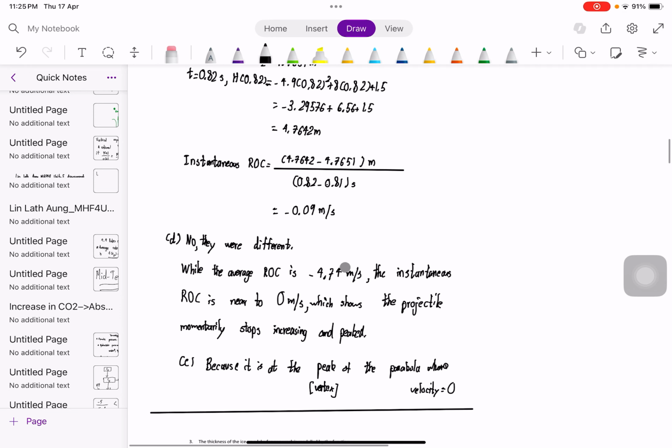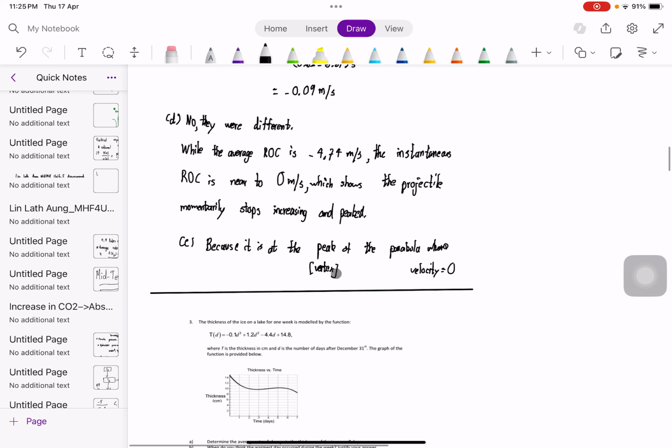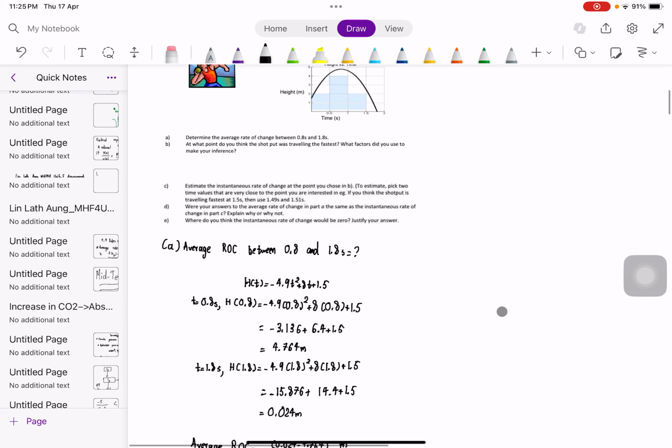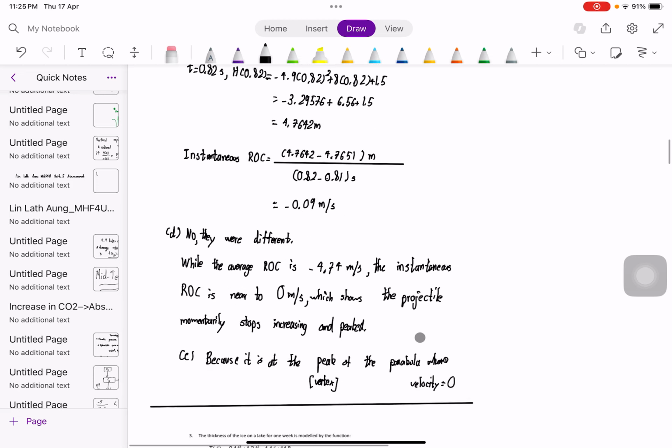And D is that average ROC is different from instantaneous ROC, because instantaneous ROC is really about taking one estimated point, finding the lower and upper margin, and finding an estimated portion of the derivative. Which shows a value nearly 0, which shows the projectile motion stops increasing and has peaked. And number E, it's at the peak of the parabola where velocity is equal to 0. The instantaneous rate would be near 0.